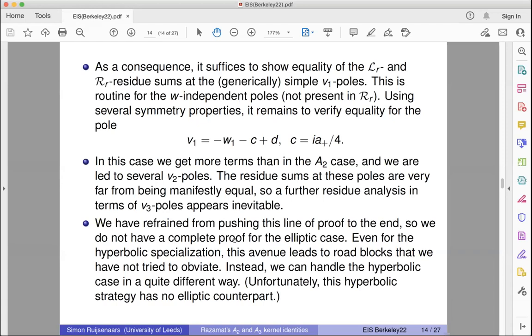And I cannot do it going this avenue in the hyperbolic case either. There's really not much of a simplification if you would go along that road. But here in the hyperbolic case, there is another way to do it. And that involves asymptotic analysis. And there's no analog of that for the elliptic case. So I cannot extend that proof to the elliptic case. So let's take a look at that.